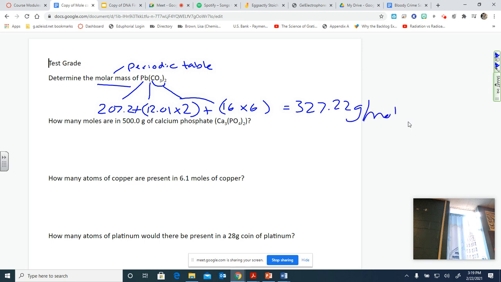327.22 grams per mole. Because the molar mass is mass, which is grams. Grams is the type of mass over 1 mole. If I had 1 mole, if I had 6.02 times 10 to the 23rd, atoms, or not the atoms, we form the units of lead carbonate, it would weigh 327 grams. All right, that's the first one. Just masses on the periodic table. Then you have your 3 types of problems we've done.